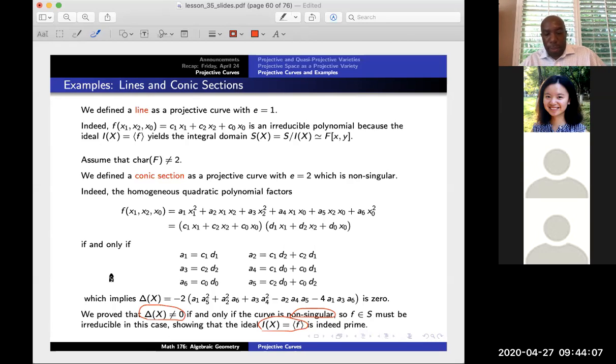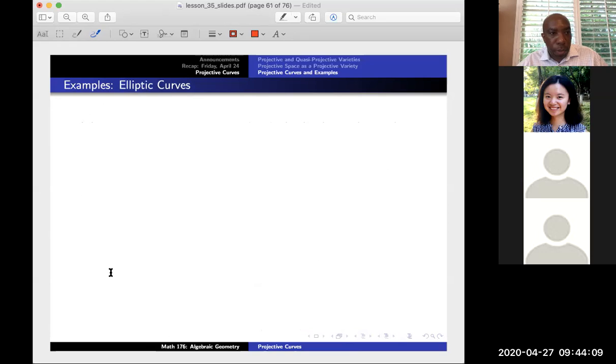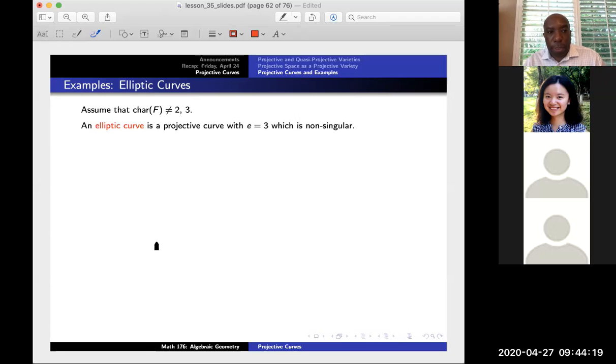Okay, all right, let's keep going. What about elliptic curves? So now let's assume that the characteristic is different from 2 and 3. So we said that an elliptic curve is a non-singular curve of degree 3.